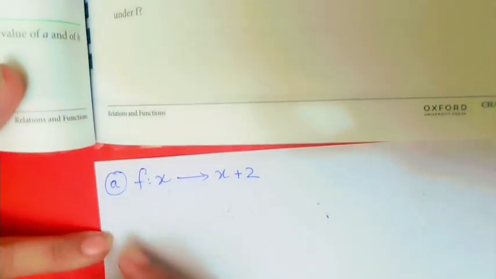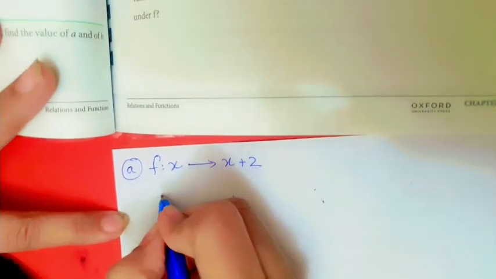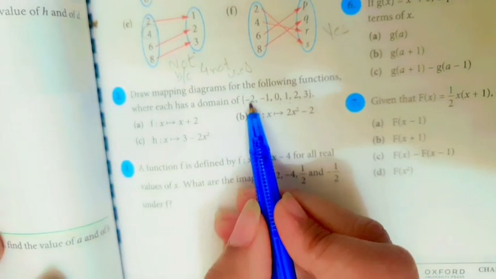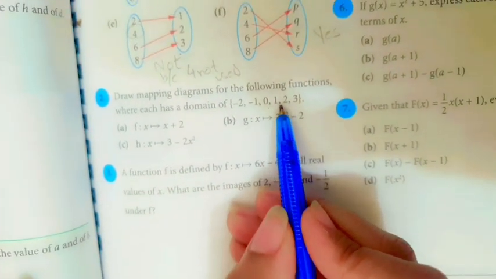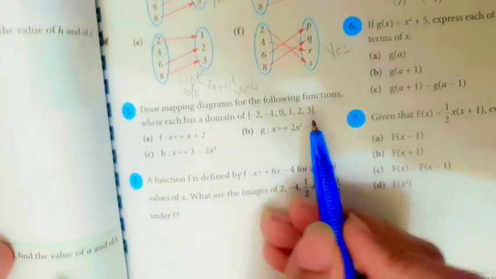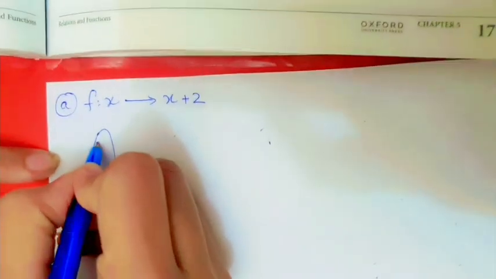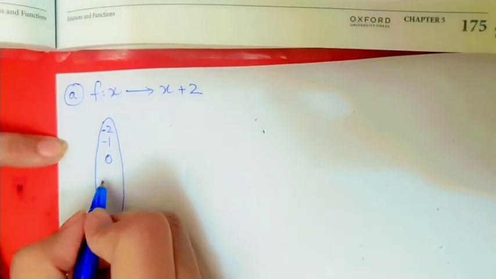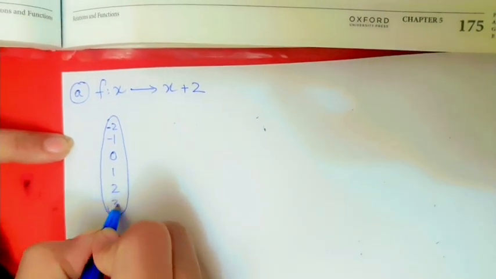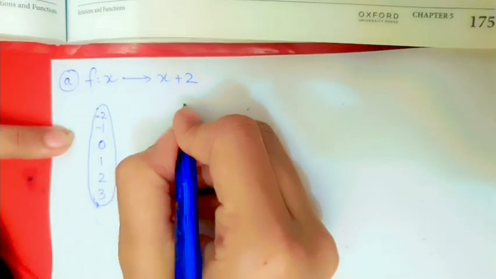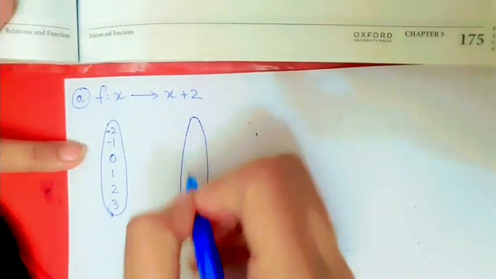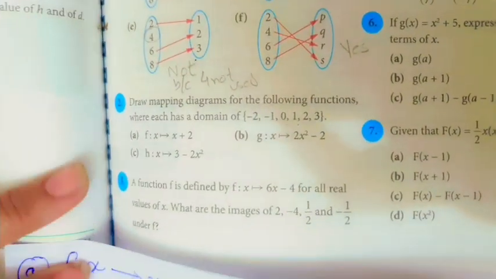I'm making a diagram over here. This is our domain, and there are 6 numbers in the domain: -2, -1, 0, 1, 2, and 3. Now we have to make a mapping diagram. It means we have to find the answer over here. Now I am telling you how we can solve the functions.